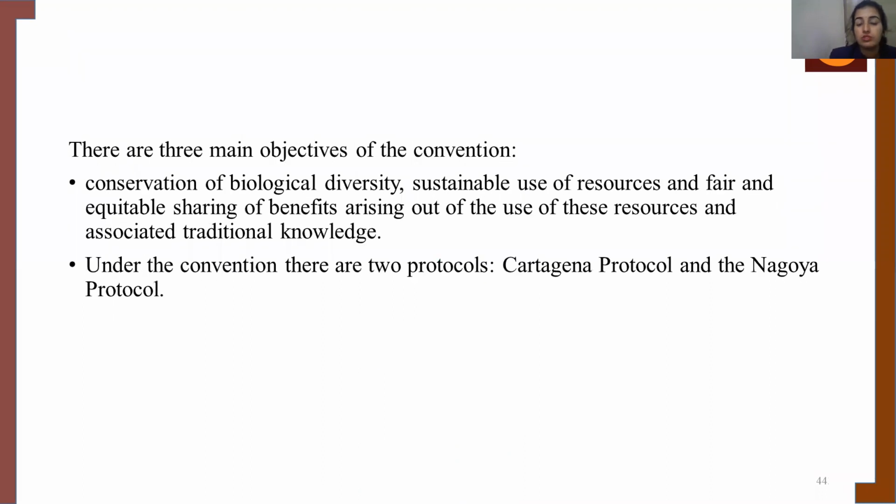The three major objectives of this biodiversity convention are conservation of biological diversity, sustainable use of resources, and equitable sharing of benefits arising from the use of these resources and associated traditional knowledge. Under this convention, there are two protocols. One is the Cartagena Protocol and the other one is the Nagoya Protocol.